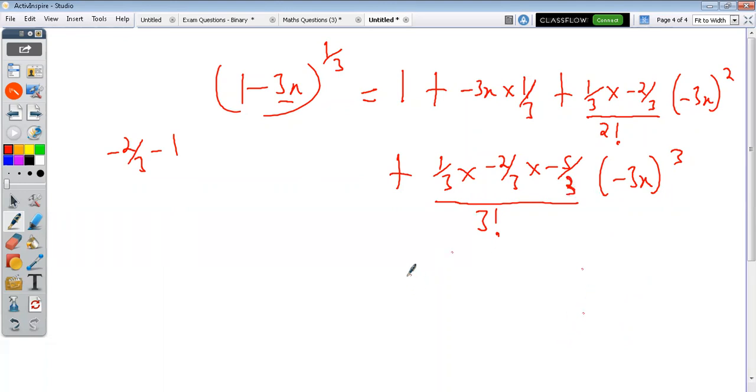Clear? Now let's simplify. You can use your calculators. This gives you 1. This is a negative here. 3 cancels that. Then you've got a minus x. What about this here? What's 1 over 3 times negative 2/3 divided by 2 factorial? Use your calculators. 2 factorial is 2 times 1. Are you getting minus 1 over 9?